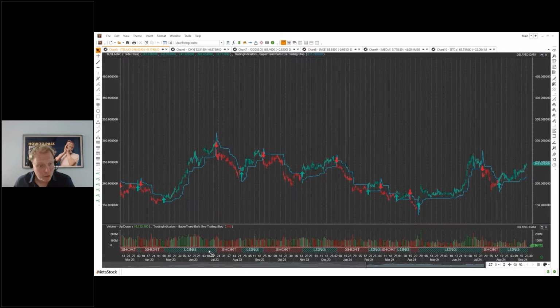So a long signal will always be followed by a short signal, which will always be followed by a long signal, and so forth and so forth. Perfect. All right, so these are the entry signals.